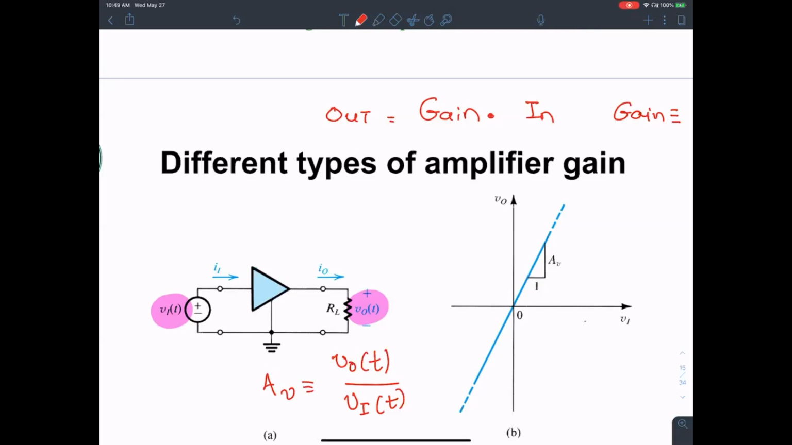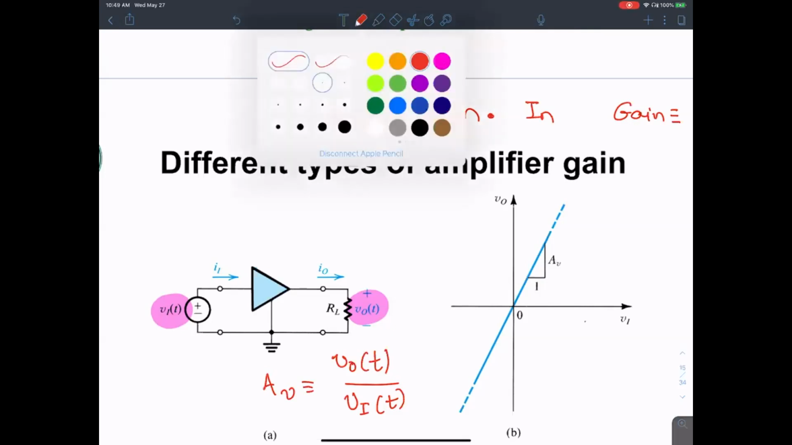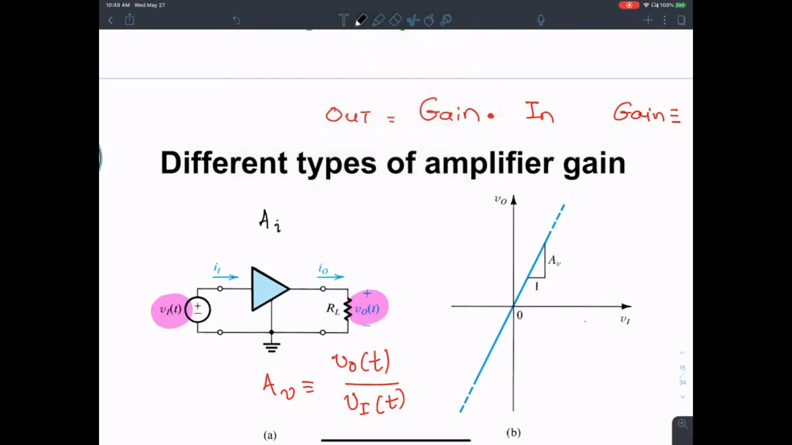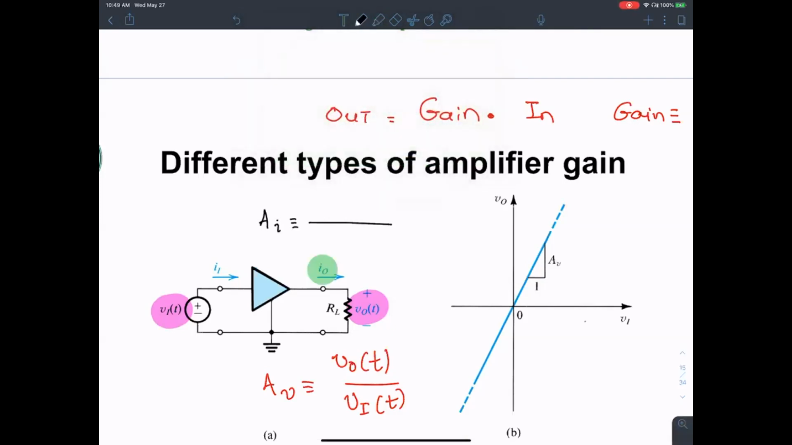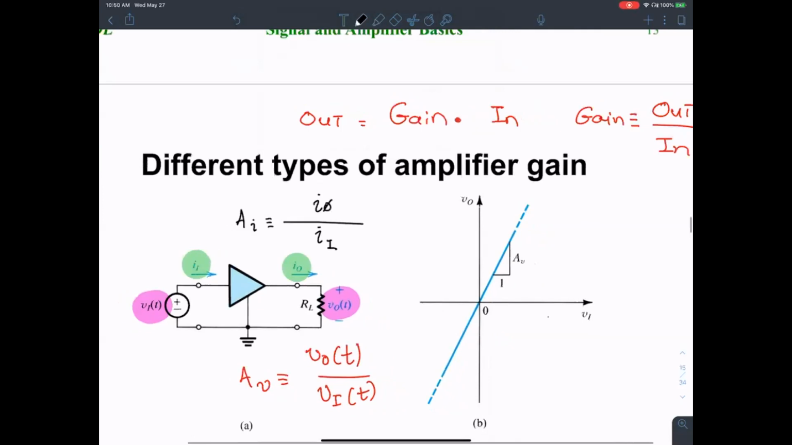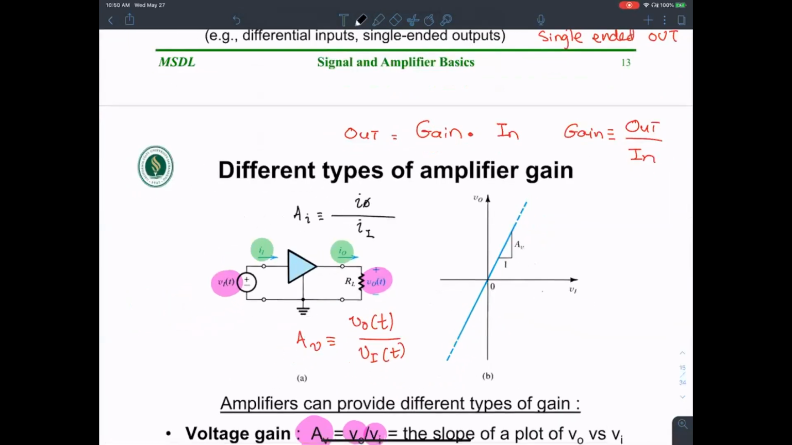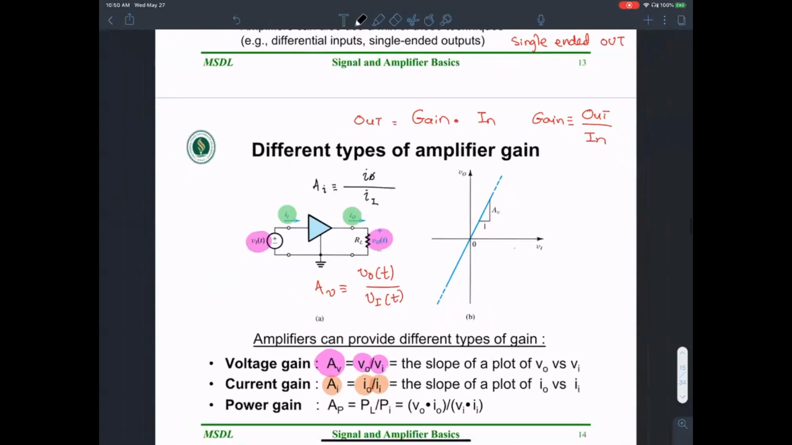That's the definition of voltage gain. I can also define the current gain, A_I, by looking at the output current, I_O, over the input current, I_I. So the gain can be defined as output over input. If both the output and input are voltage signals, then I have a voltage gain. If both of them are current signals, then I have a current gain.